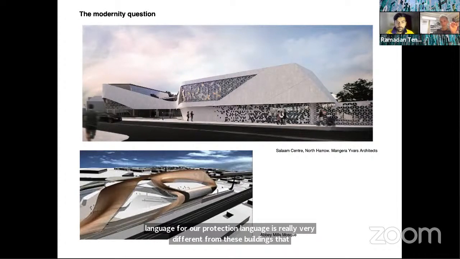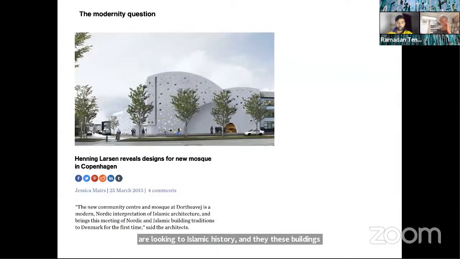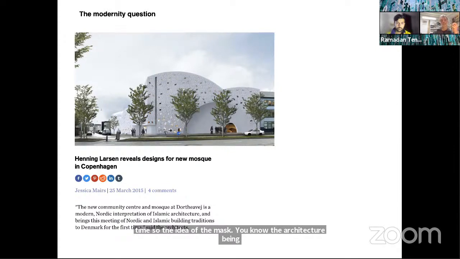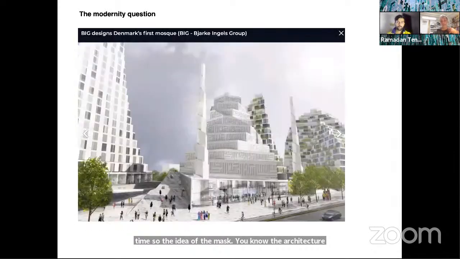These buildings might combine Islamic references in different ways. This is a proposal for a mosque in Copenhagen, which is similarly quite a modern, contemporary interpretation. The architect says it's a Nordic interpretation of Islamic architecture and brings the meeting of Nordic and Islamic building traditions to Denmark for the first time. So the idea of the architecture as a cultural meeting point and cultural fusion is another line. I'll show a few examples of buildings in that vein.